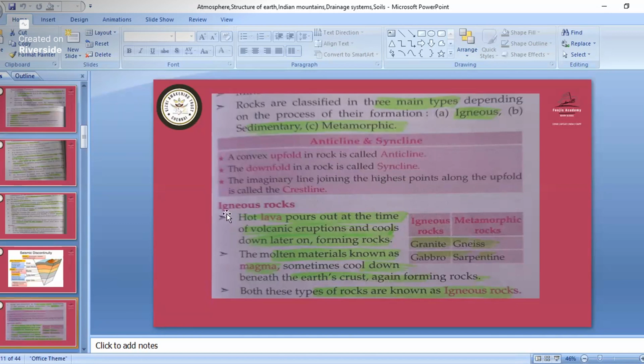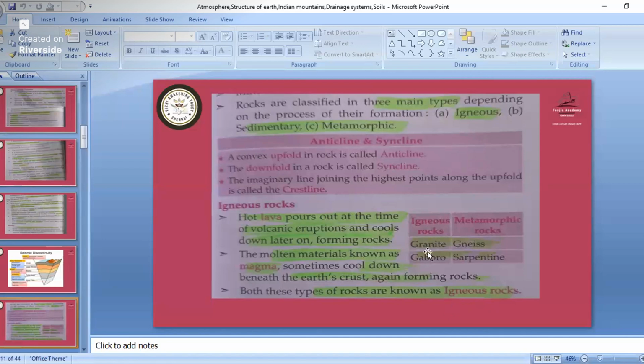So what is known as igneous rock? Hot lava pours out at the time of volcanic eruption. See, when a volcano erupts from the earth's crust, what happens? There will be hot lava pouring out, and there will also be molten material known as magma. So both will be coming out. Both cool down and form rocks. So all that lava or magma, after some time when it cools, forms rocks. So those rocks are known as igneous rocks.